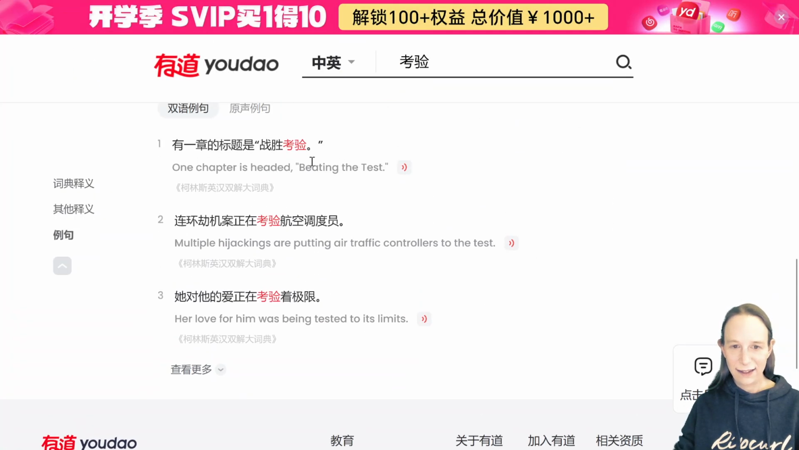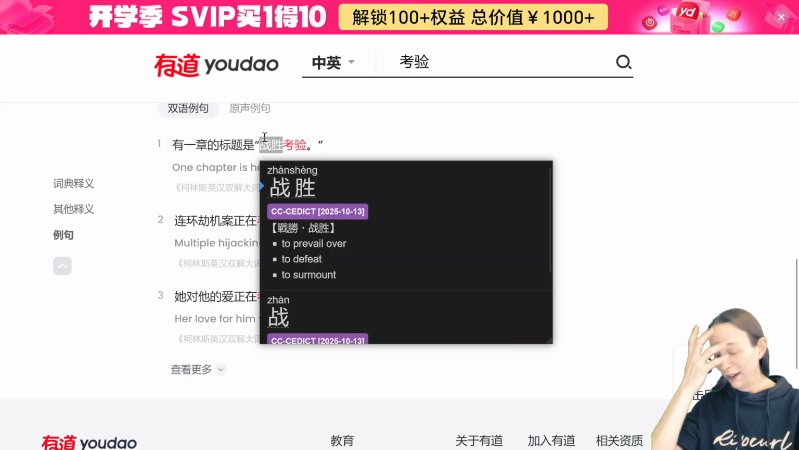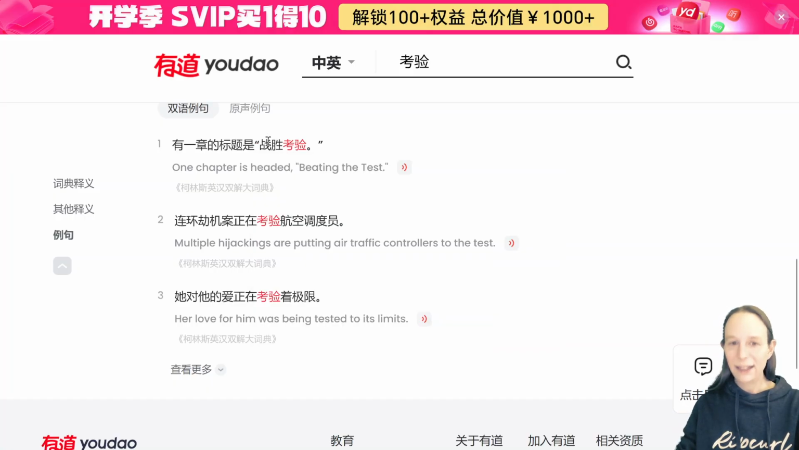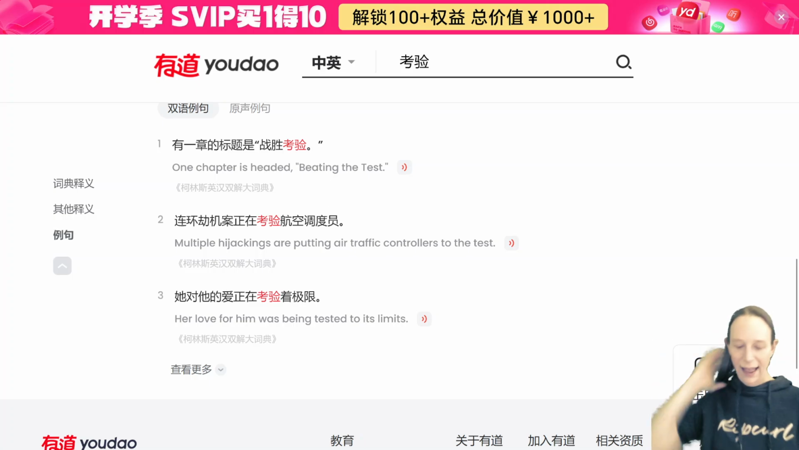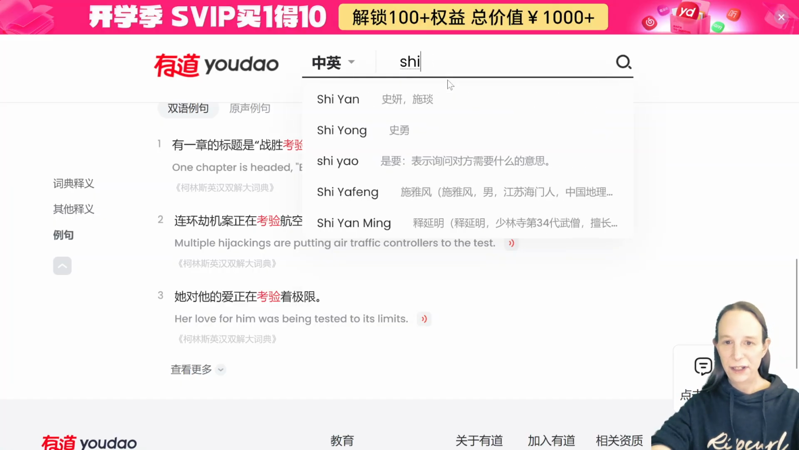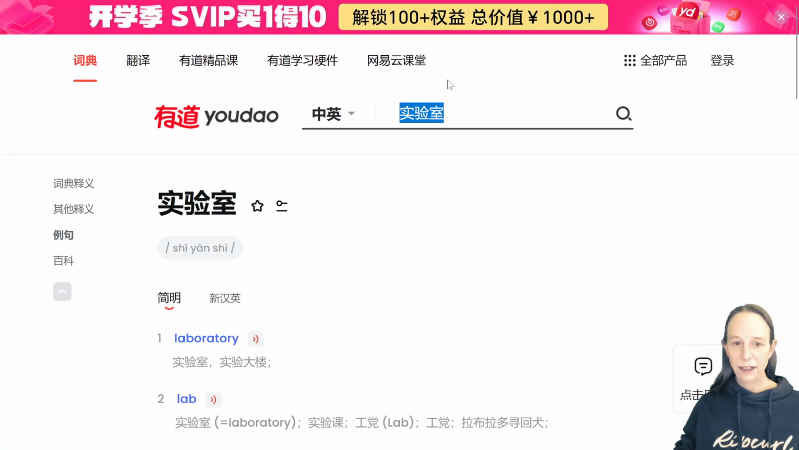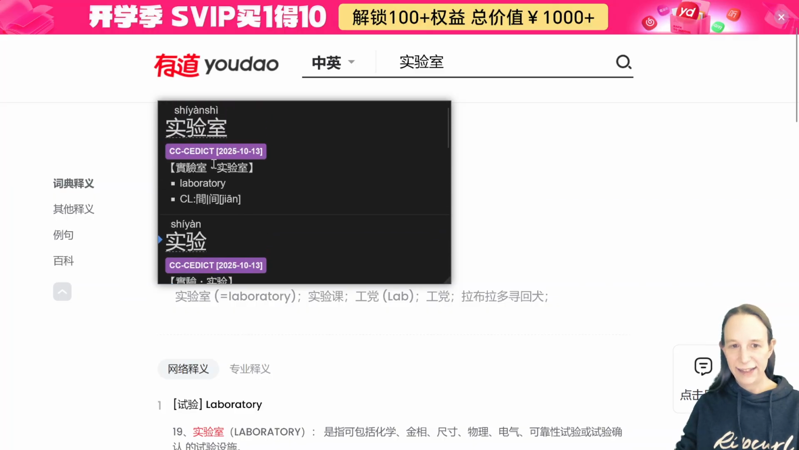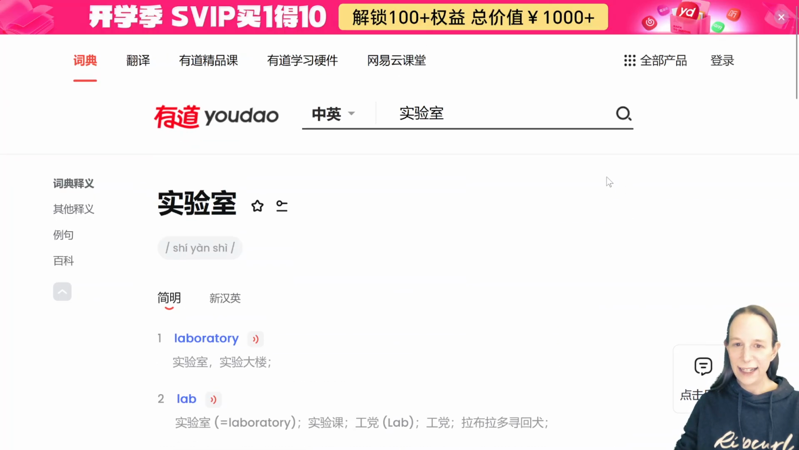Yeah. 战争考验. So the war is a bit of a test. Oh no, this 战争 is also 战胜. Sorry, I misread that. 战胜, to defeat the test. Defeat the test. This sort of thing. 验. 实验室. 实验 is an experiment, and 实验室 is an experiment room or a laboratory.